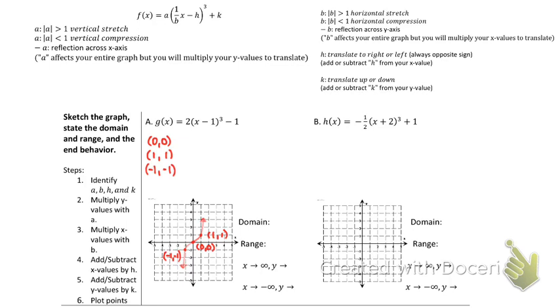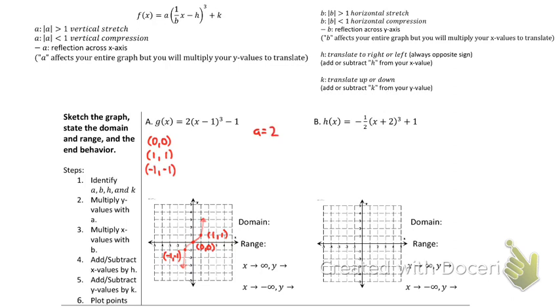My A value. Okay, so where do I find my A value? You can use this as a reference guide over here. My A value is the number that multiplies outside parentheses. So if you match this with this, my A value is going to be 2.